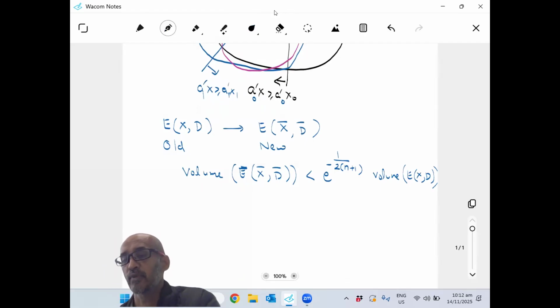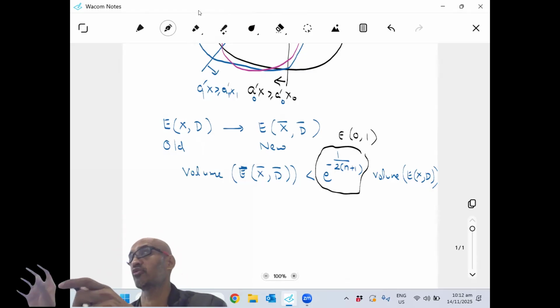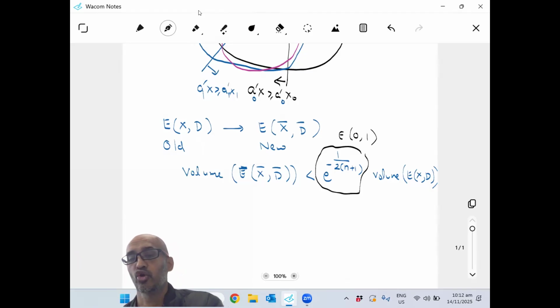The implication is that at every step, this number is clearly positive, and it is less than 1, because this is e to the power of some negative number. So at every step the volume of the ellipsoid is shrinking. The new ellipsoid will again have a factor. So after k iterations, what happens?